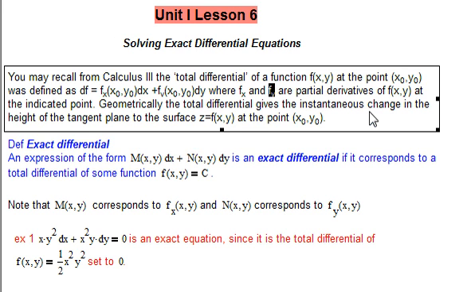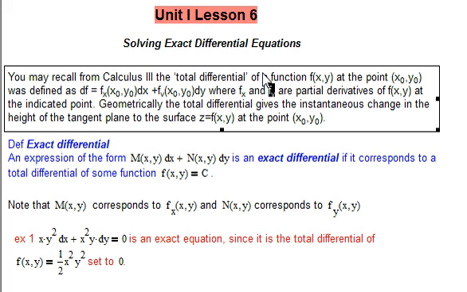So geometrically, the total differential gives the instantaneous change in, I could say height of the tangent plane, but we could just say height of the surface above the xy plane, z equals f of xy at the point x sub 0, y sub 0. So it's the instantaneous rate of change of the surface at that point.